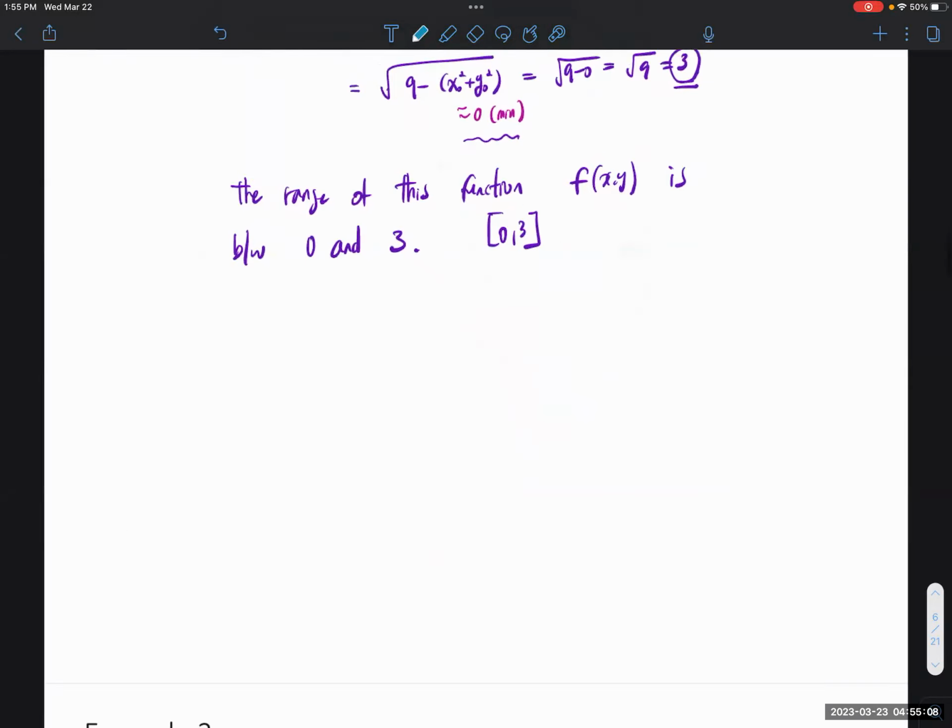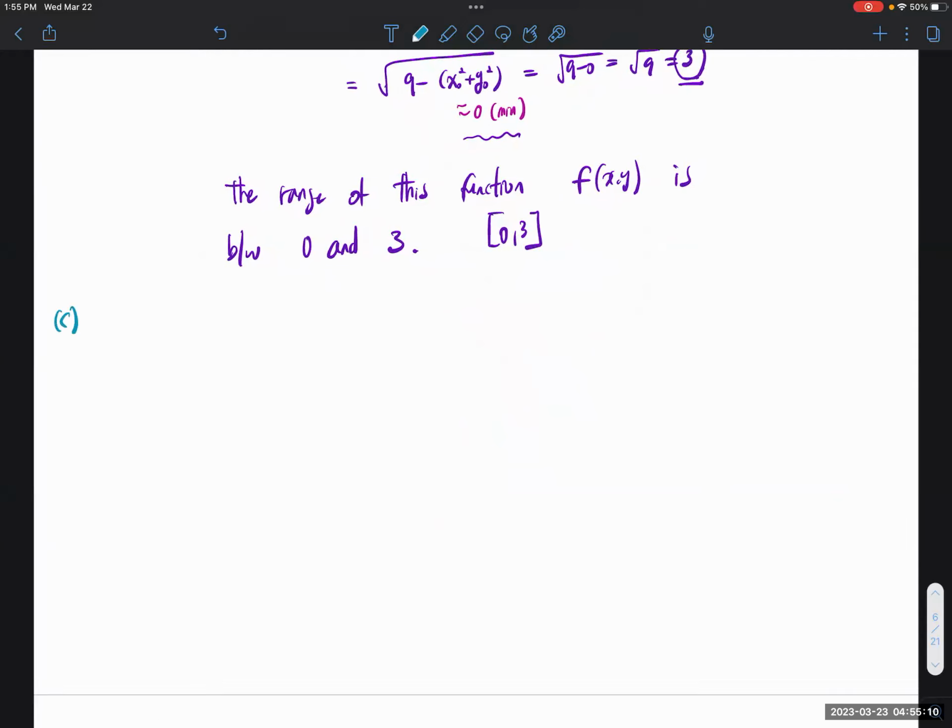Okay, I'm going to look at this one. The given function is f(x, y) = e^(-x² + y²). I just want to find out the domain and range. So as we know, for x and y, do we have any limitation in the exponent position? For any exponent, we don't have any limitation.